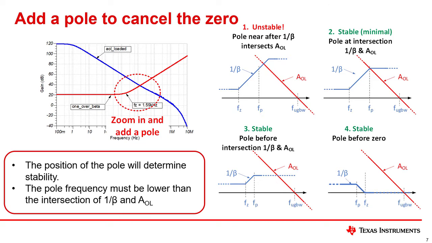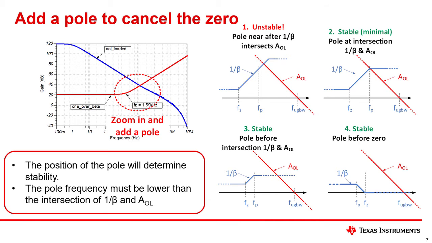The third case illustrates where FP is set below the intersection point, and the final case illustrates where the pole frequency happens below the zero frequency. The last two cases are both stable. Reducing the pole frequency will improve the robustness of the stability fix. In other words, the circuit will remain stable even with component and process variation. The minimally stable circuit may have some stability concerns with process variation.